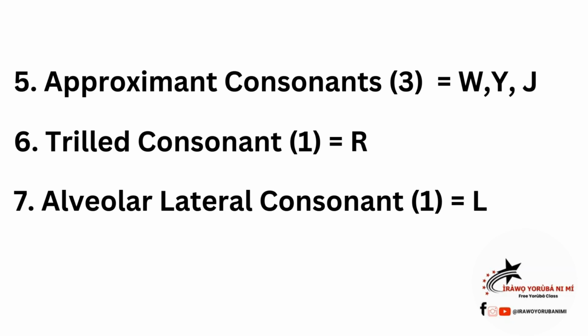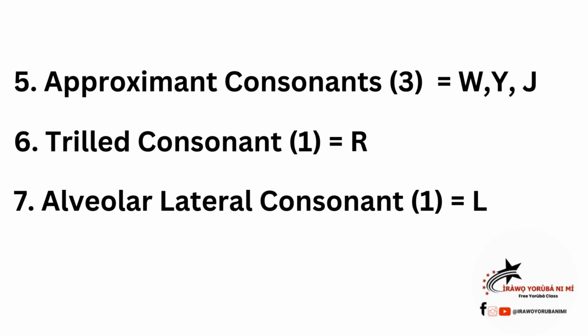6. Trilled consonants. This is one in number. This is letter ri. As you pronounce it, you roll your tongue. Even when you pronounce it in the English language, you pronounce it as R, you will still need to roll your tongue. In the Yoruba language, we pronounce it as ri. Our tongue is still rolling.